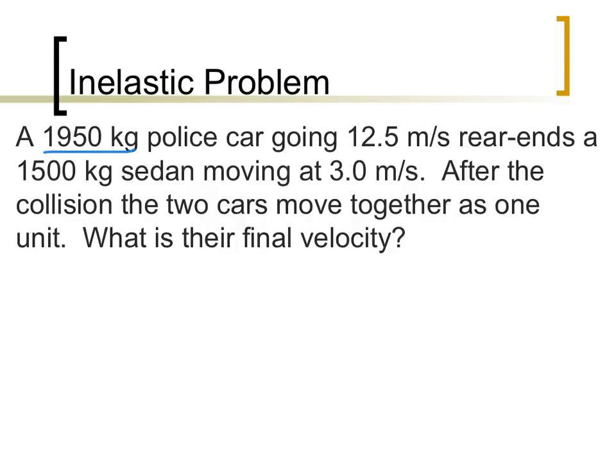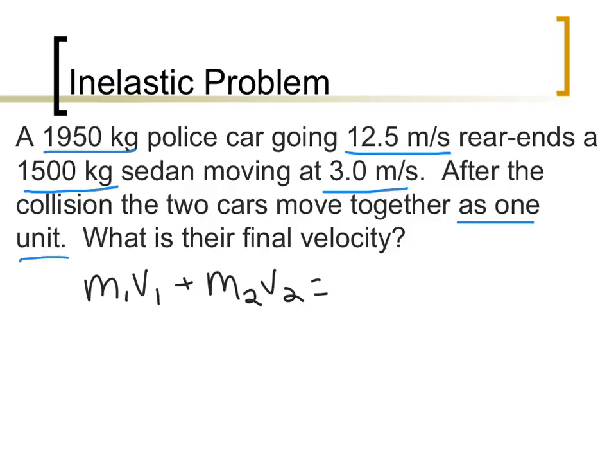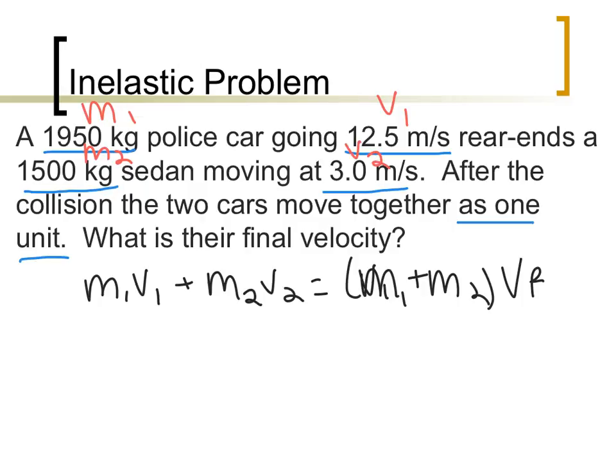Now let's do an inelastic word problem. A 1900 kilogram police car going at 12.5 meters per second rear ends a 15 kilogram sedan moving at 3 meters per second. After the collision, the two cars move together as one. What is their final velocity? So we need to use our inelastic equation. Let's write this out. This is what we're going to use every single time. So let's plug it in. I have my M1 and V1, and then M2 and V2.